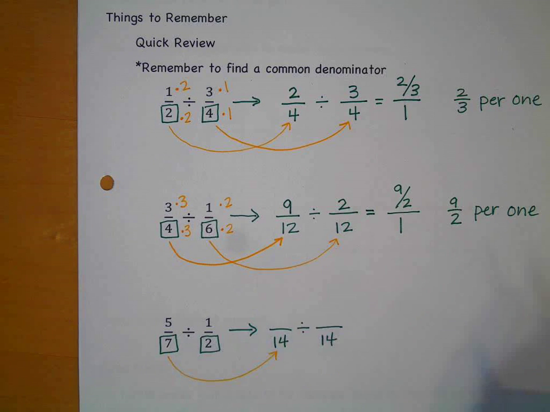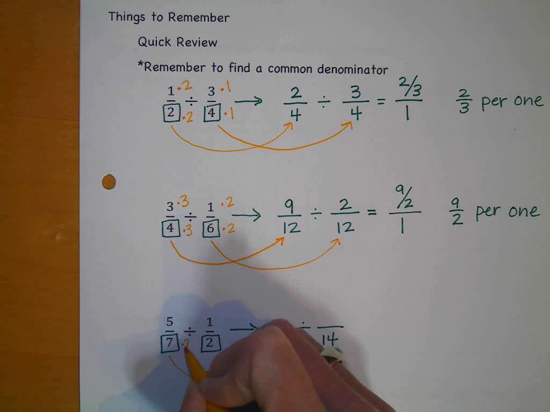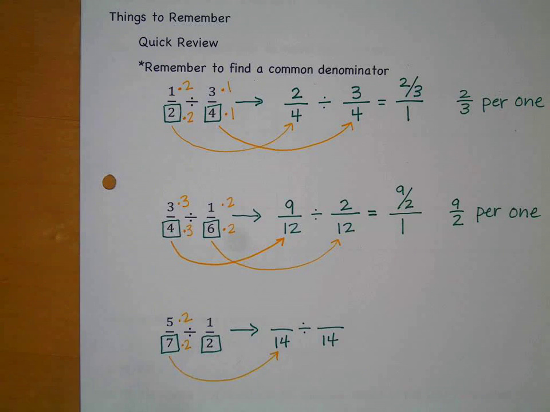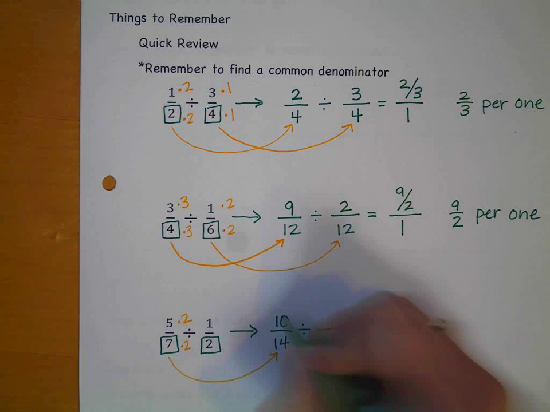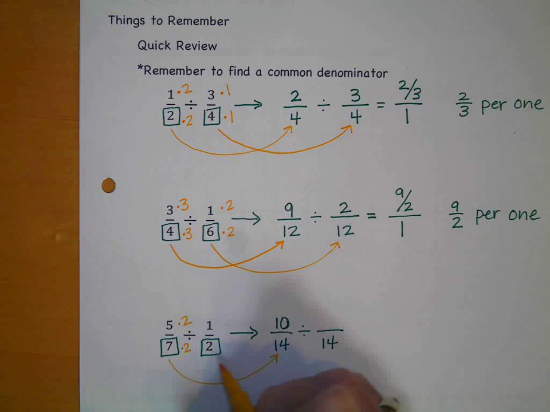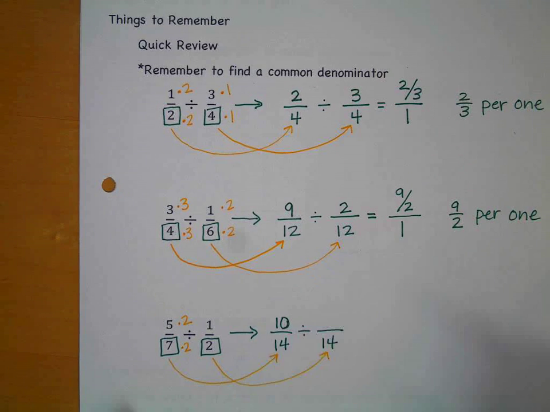So again, I ask myself, how do I get from 7 to 14? I multiplied it by 2. What you do to one side, you have to do to the other. So 5 times 2 is 10. So now I know that 5/7 is equivalent to 10/14. Okay, that wasn't so bad. So now I'm going to do the next one.